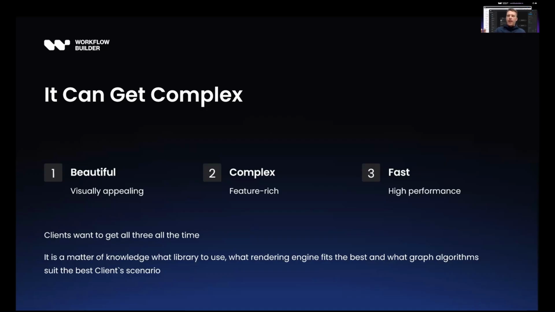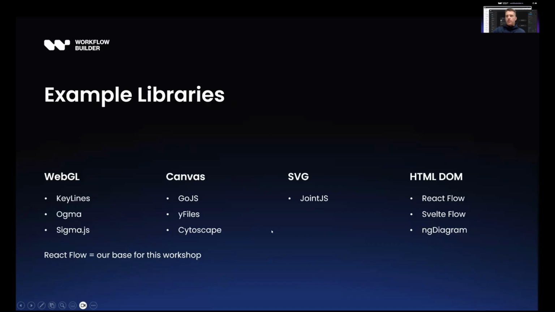To achieve each of those points, we need to consider what kind of diagramming library we should choose. So let's see what diagramming libraries there are. I would say that diagramming libraries can be divided into 4 parts: WebGL, Canvas, SVG, and HTML DOM. And it goes from the fastest, the library with the greatest performance, to the library with the least performance, but with much better capability of rendering things.